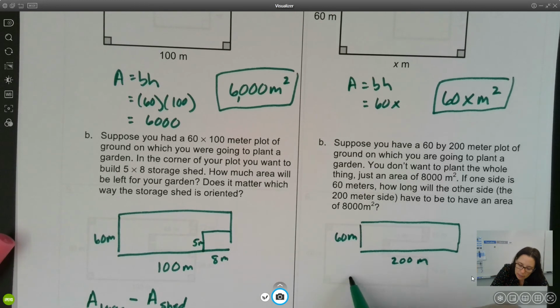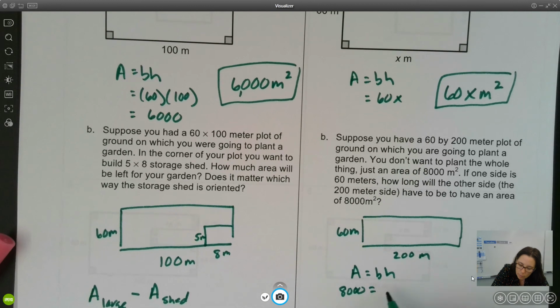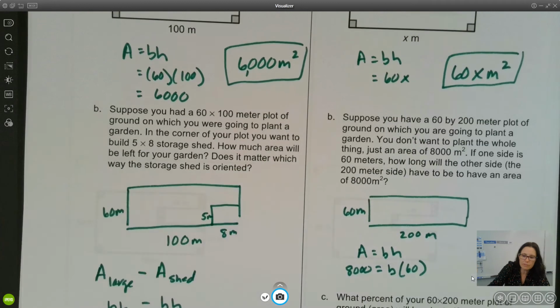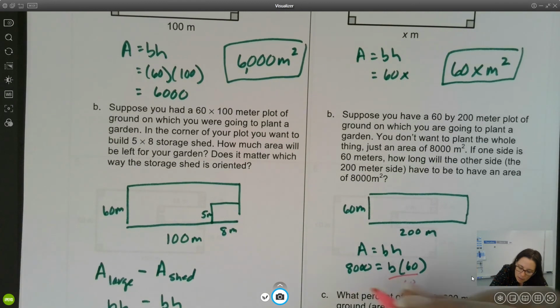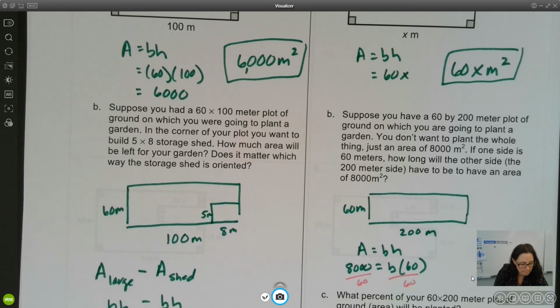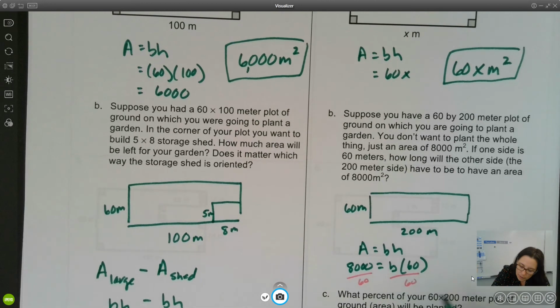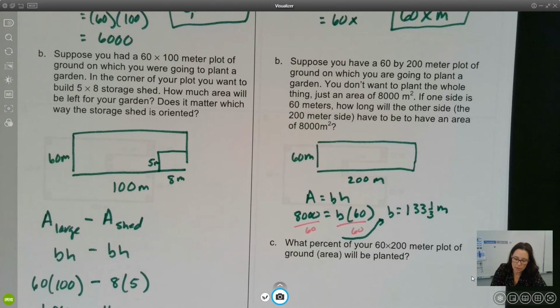All right, so we need area equals base times height. Our area is going to be 8,000. Our base, we don't know, but our height is 60. So if we divide by the 60, we would end up with, it's an ugly number, 133. I'm going to come out over here because I'm out of space. B is 133 and a third meters.